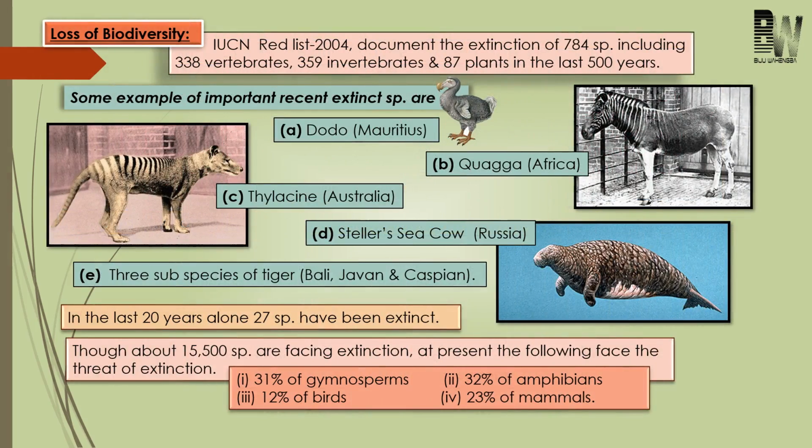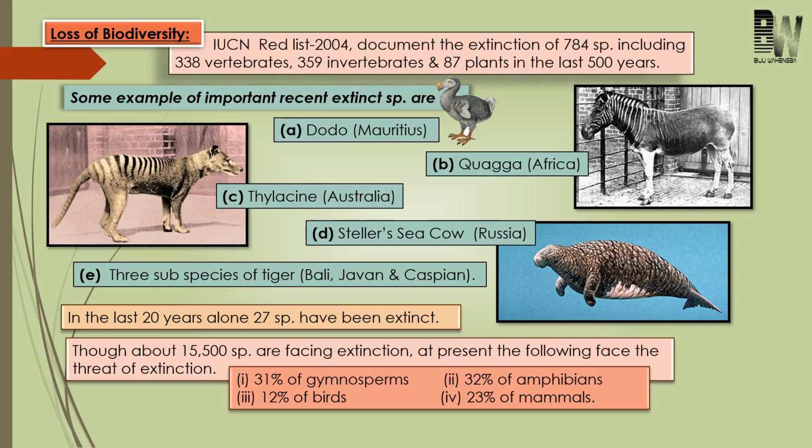Next come to loss of biodiversity. So according to the International Union for Conservation of Nature Red List, that is, a list of extinct species, it is documented that in the last 500 years, about 784 species have become extinct, which include 338 species of vertebrates, 359 species of invertebrates, and about 87 plants. And some examples of recently extinct species are dodo, quagga, thylacine, Steller's sea cow and 3 subspecies of tiger.